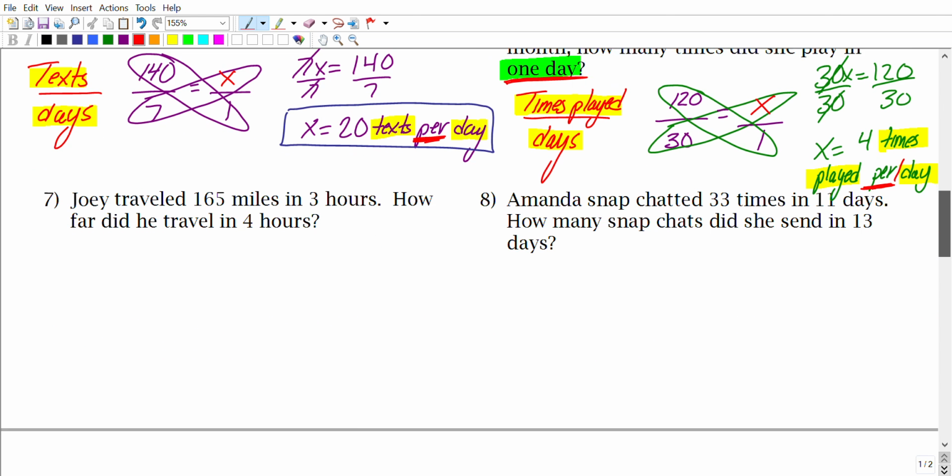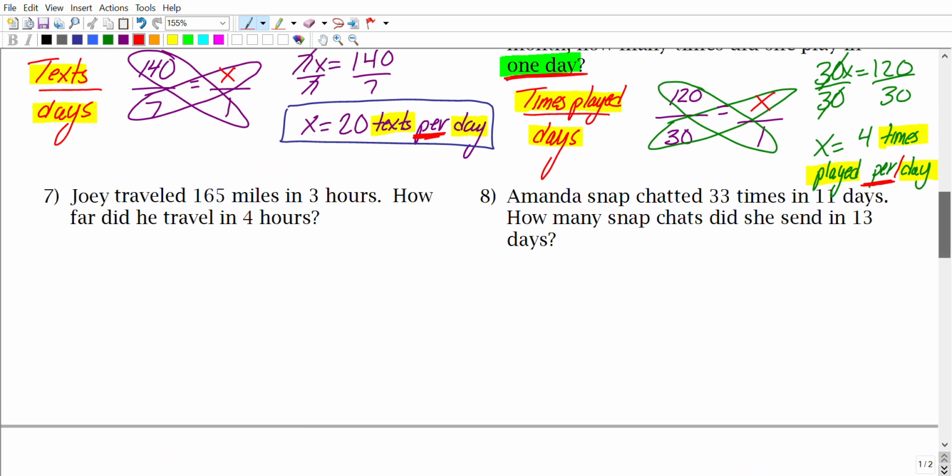So I hope you guys did well on those. So we're going to just continue on with these next two and move on to something a little bit more challenging. All right. So it says Joey traveled 165 miles in 3 hours. So right off the bat, 165 miles, 3 hours. I'm actually going to go ahead and write that right away. So miles and hours. Okay. It says how far did he travel in 4 hours?